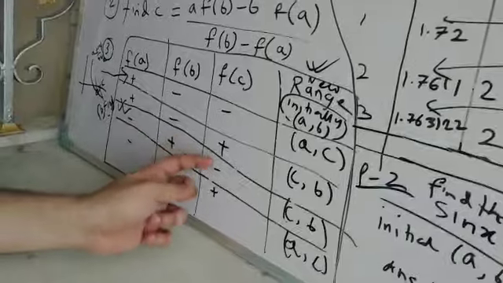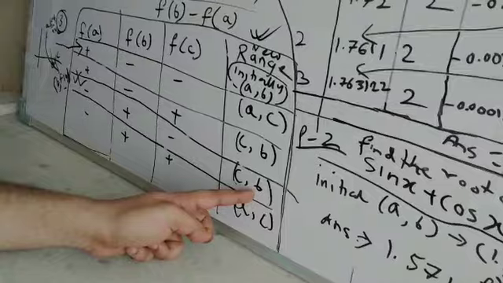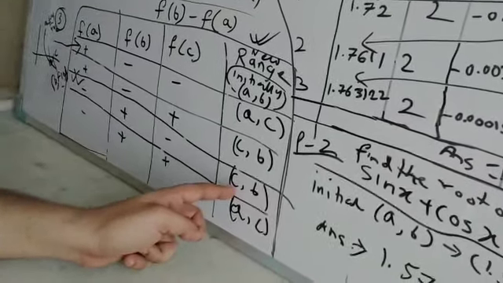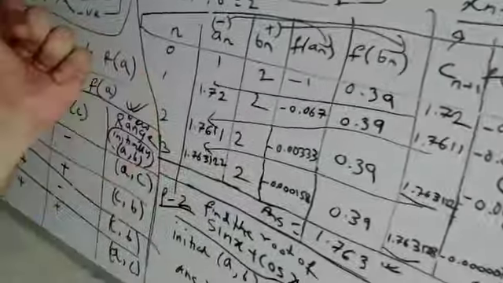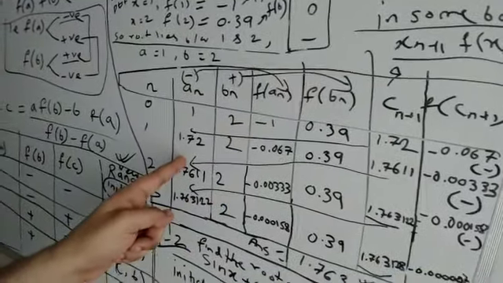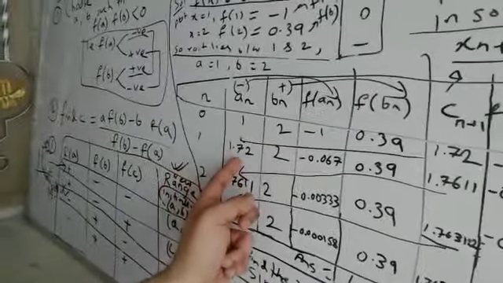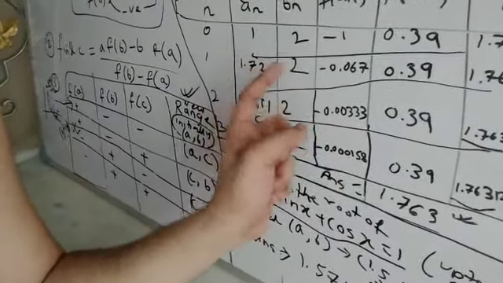So for this case, what will be my new range? The new range will be c and b. That means my b will remain the same, only a will be updated by the new value, that is c. So in the next iteration, my b will remain the same and my a will be this new value. Then the process is the same. Again, you calculate the function value at this point, and again the new value of c with the help of this formula.